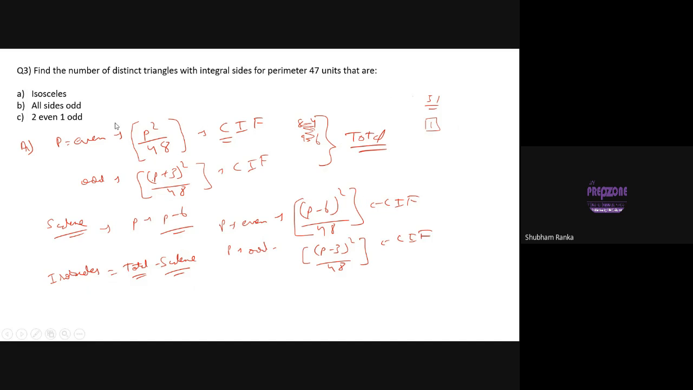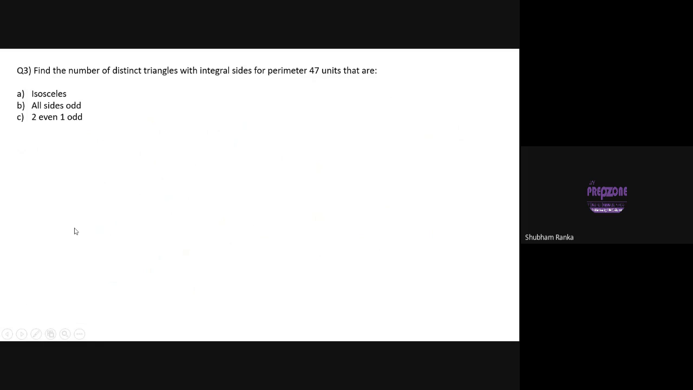Right, so now with these formulae, if we try to do this question, it's a fairly straightforward one. Perimeter 47, isosceles would simply be total minus scalene, as we just saw. Total for an odd perimeter is (p+3) whole square upon 48, which is 50 square by 48, the closest integer function. And the scalene would be (p-3) whole square by 48, which is 44 square by 48, again the closest integer function.